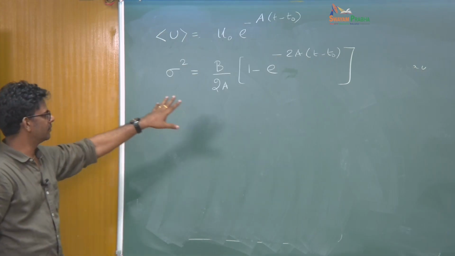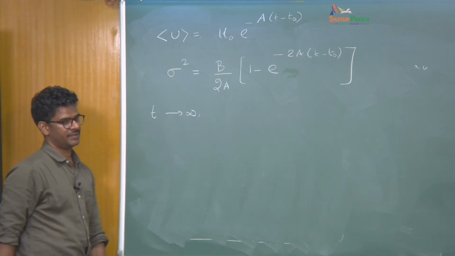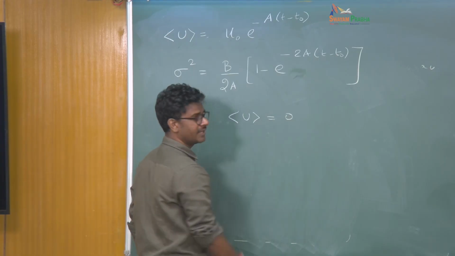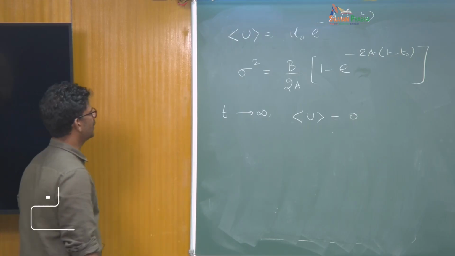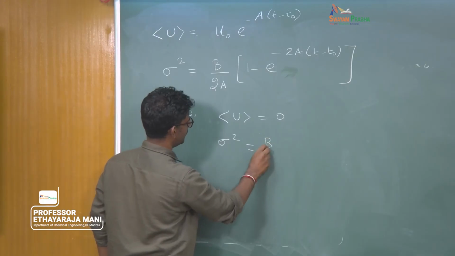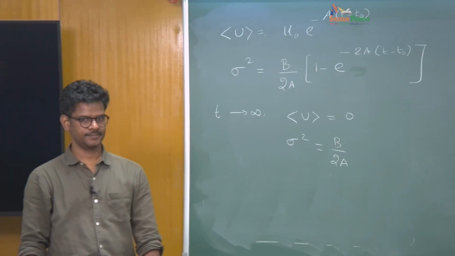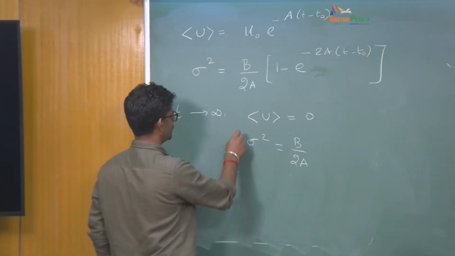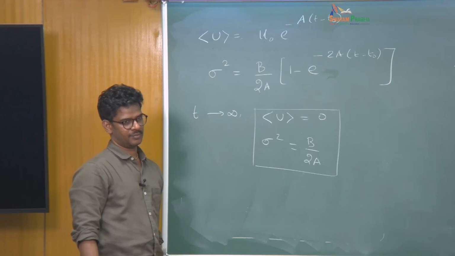Now if you set t tending to infinity, in the long time limit, you will see that the mean value of u tends to 0, and sigma square simply becomes b by 2a. So these are the steady state solutions of the Ornstein-Uhlenbeck process.